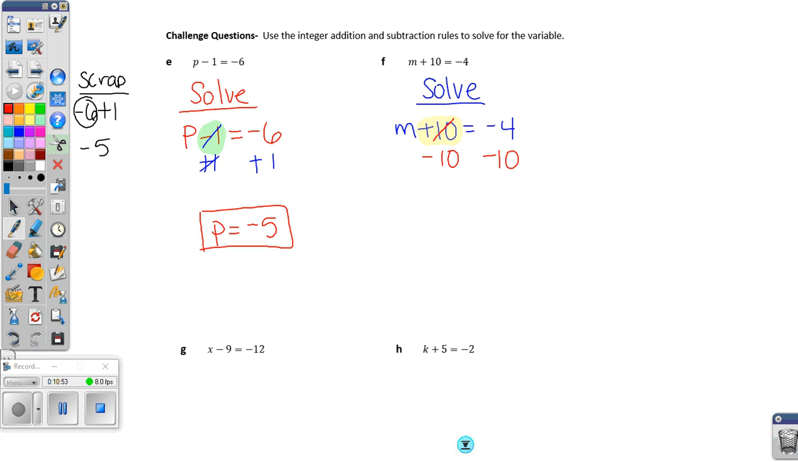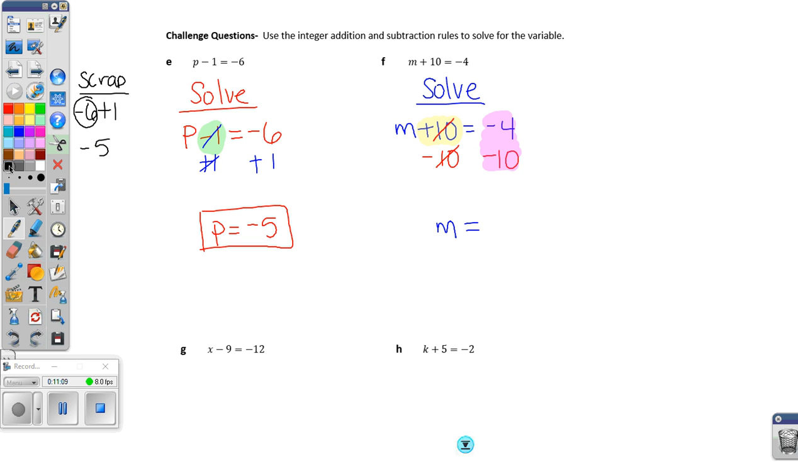10 minus 10 is 0. Boom, that's gone. So I'm left with m on the left side of the equal sign. So m is equal to, and then over here, I'm going to highlight the numbers that are being subtracted. I have negative 4 minus 10.